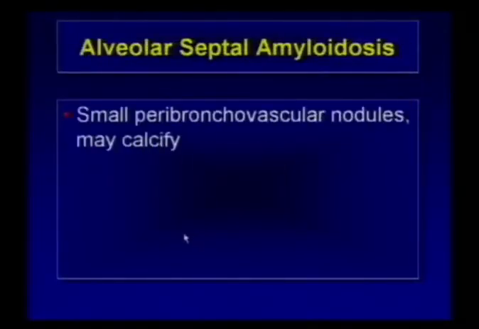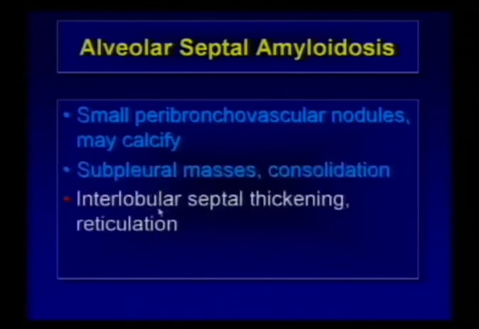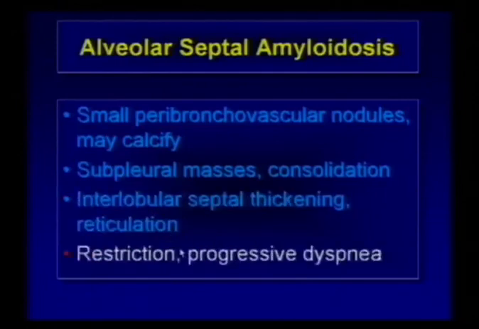Alveolar septal amyloid, you'll see very small nodules. It looks a lot like sarcoid, so they're peribronchial vascular or perilymphatic in distribution, but they calcify rather densely. And when they conglomerate together, you may see large masses and areas of heavily calcified consolidation. It also infiltrates the septa somewhat, so you'll see a little bit of intralobular septal thickening and some crisscrossing lines. And it does cause a restrictive disease that clinically somewhat simulates sarcoidosis.